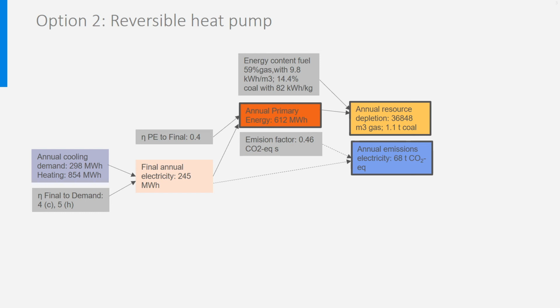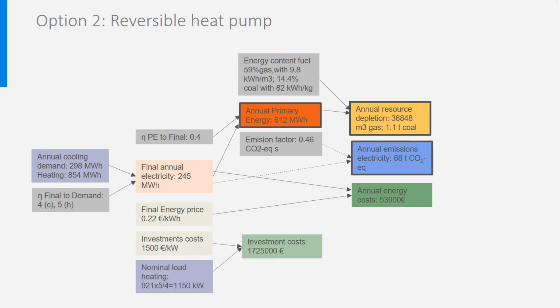What about the annual electricity bill? Well, with a price of 22 cents per kilowatt-hour, we come to an annual bill of 245 times 0.22 equals 53,900 euros. And what about the investment costs?